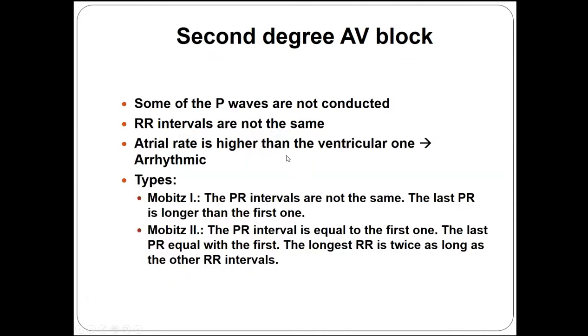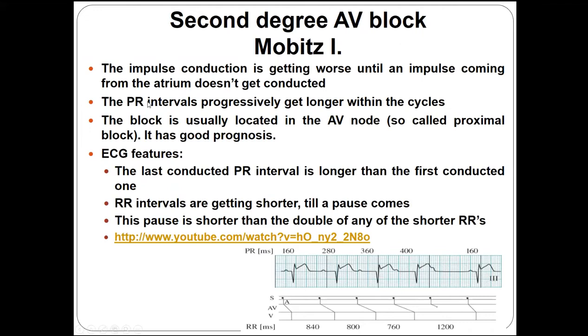Okay. Second degree AV block, what we said, this is when the P wave comes regularly, but some P is not followed by QRS. And it looks like the RR intervals won't be the same. For sure, when the P is not followed by QRS, it won't be the same. There are two types, Mobitz type 1 and Mobitz type 2. Let's look at Mobitz type 1 first.